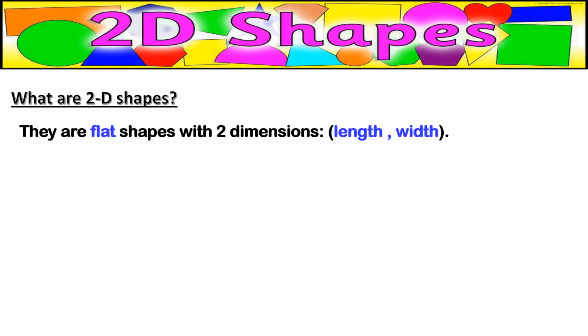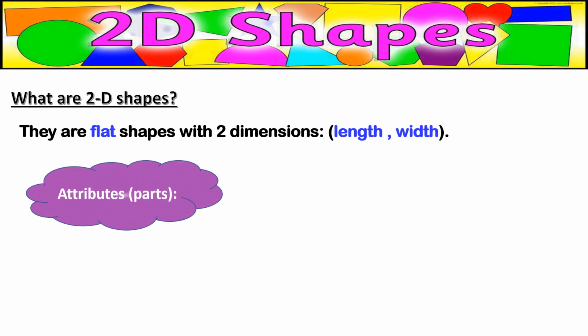Flat shapes. What is the meaning of flat? Flat means if we put this 2D shape on a paper, we can't see a volume. It will not have a height. It will be the same as the paper. So they are flat shapes with 2 dimensions. 2D, 2 dimensions, which are length and width.